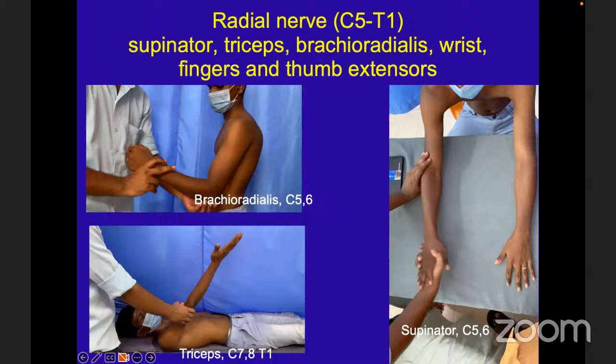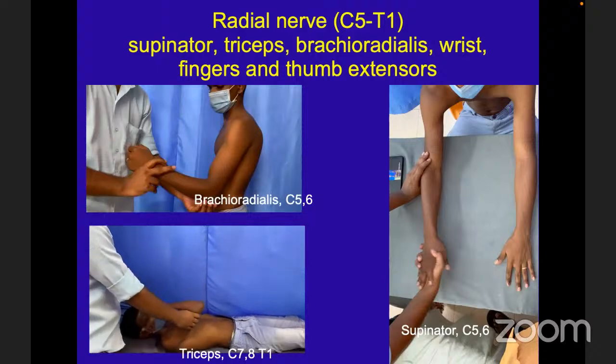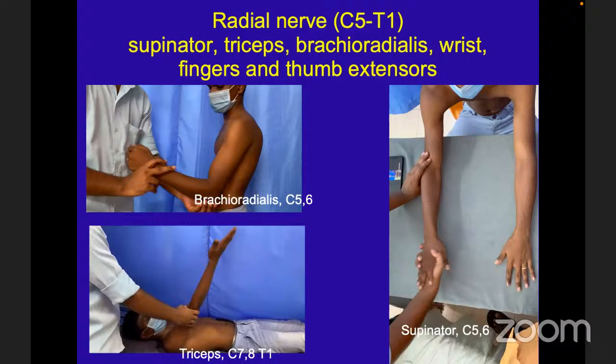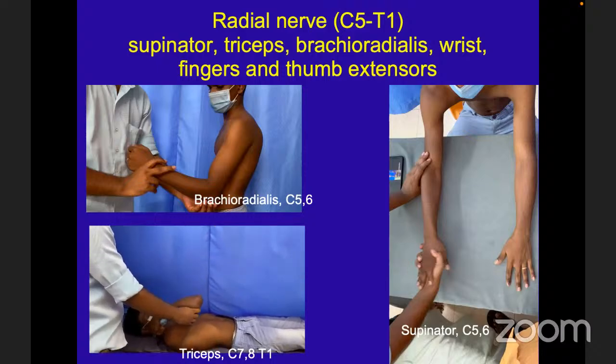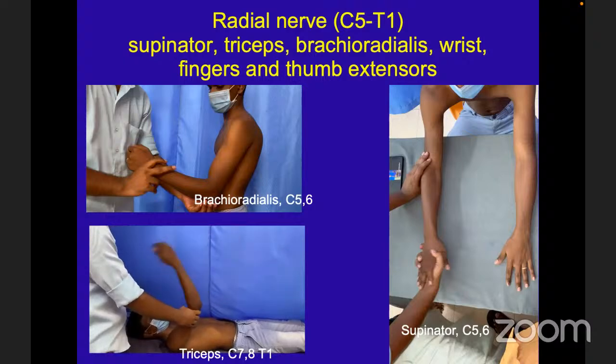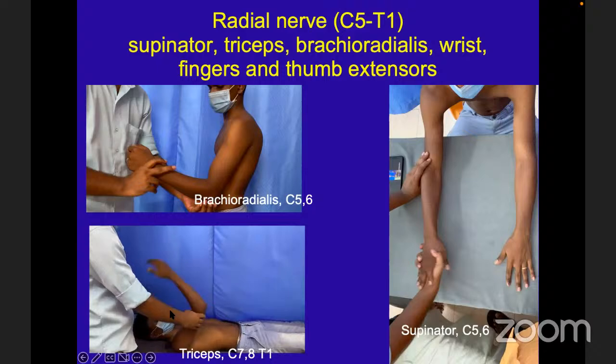This is one way of checking the triceps, which is, of course, against gravity. There are other ways you can check with gravity eliminated. Ask the patient to lie down, gravity eliminated. If they can extend the triceps, it's fair enough. You can say this patient has a 2 plus or 3 triceps power.